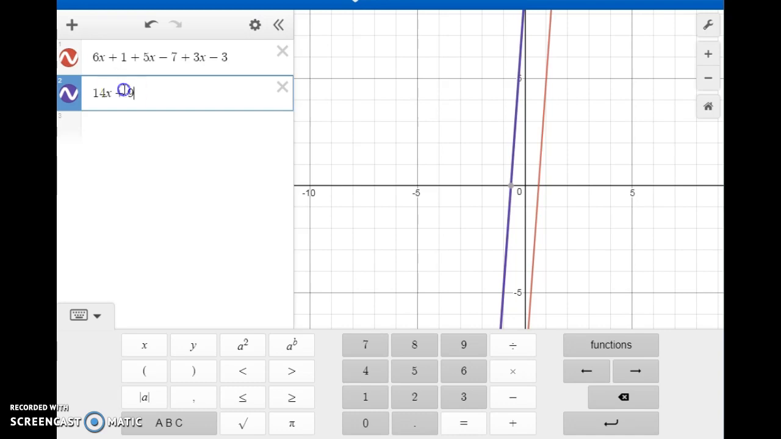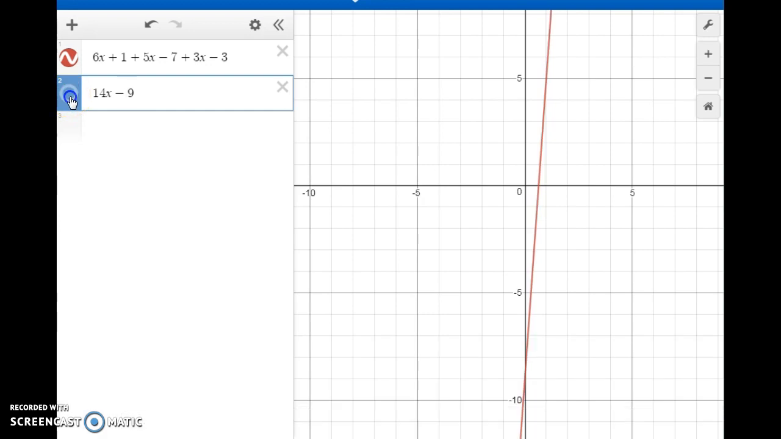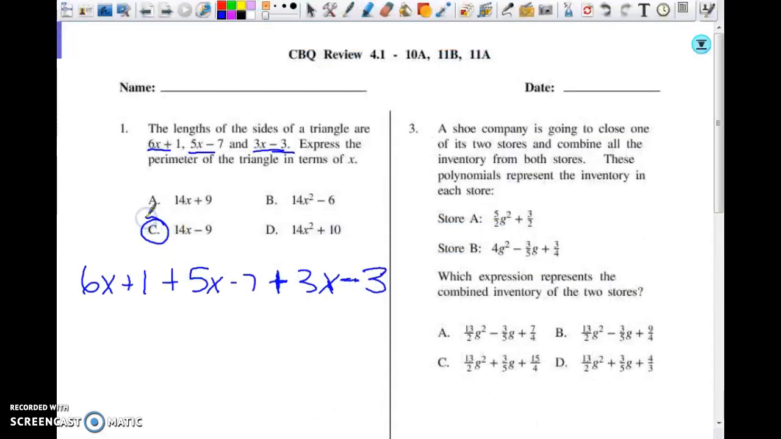So let's just double check to see if we were right. Did we get the same line? I'm turning it off and on. Are they the same? So are they equal? So is that my perimeter? Yes, it is. We did it correctly. And guys, just know that's how you can do it. You can just add all this up, put this in Desmos, and then check each one of your answer choices. And that's pretty much how you can do all of them, right?